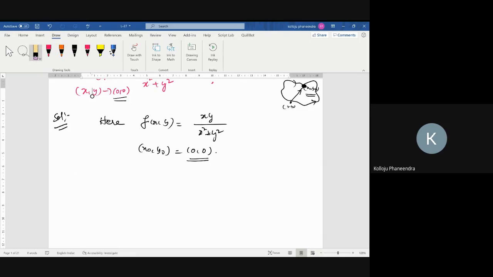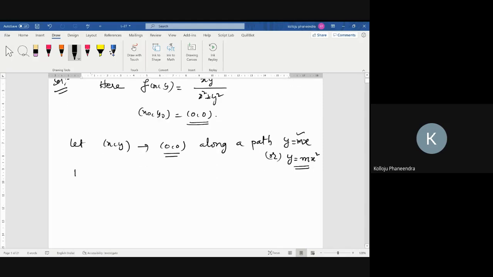Let xy tend to 0 comma 0 along a path. Generally, what is a path? I can take y equal to x, a straight line passing through the origin, or y equal to 2x, y equal to 3x, or y equal to x by 2, y equal to x by 3, like that. It is a family of straight lines passing through the origin. So in general, one can take y equal to mx along the path, where m is the parameter. Or I will take the parabola y equal to mx square. The choice is yours. But whatever curve we choose must pass through the origin. That is the path condition.